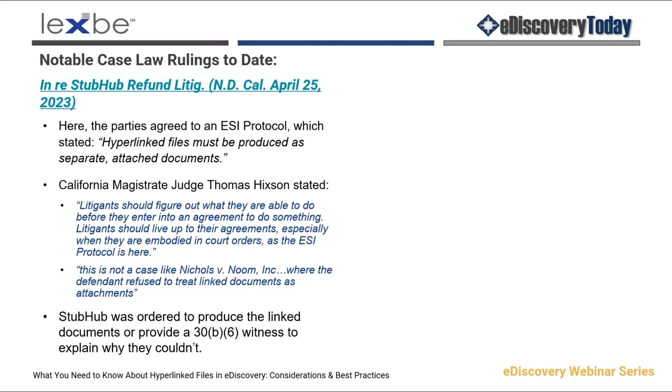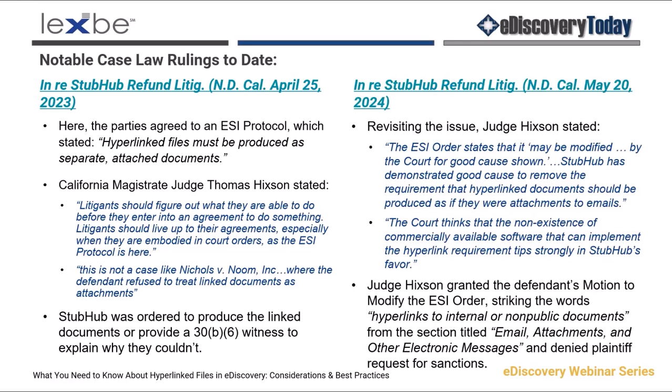Because StubHub not only had failed to produce the files, but also failed to really provide an adequate explanation as to why they couldn't, they were ordered to either produce the files or provide a 30(b)(6) witness to explain why they couldn't. They agreed to the provision before doing their homework to realize just how difficult it was to do so. Big mistake. However, they wouldn't pay for that mistake indefinitely.